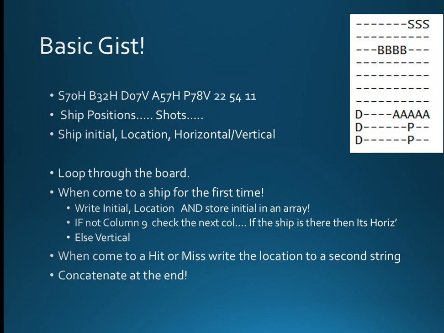Now this horizontal and vertical bit, we've got to be really careful. The basic gist of what I'm going to do is, let's say we came to this B here. If there is a B in the adjacent element, then it must be horizontal. If, let's say, for this D we come here and there isn't one there, it must be vertical. We're going to apply that logic.